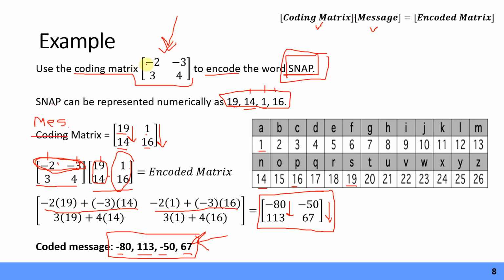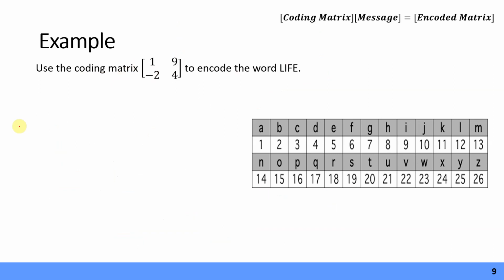Okay, so I wasn't sure if that was enough practice, so let's go ahead and just do one more of these. So here we have a coding matrix, and they're asking us to encode the word life. So first thing you do, again, look at the word and translate it into numbers. So here we go. So the word life converts into the numbers 12, 9, 6, and 5, because those are the numbers that pertain to the letters L, I, F, and E. And again, all I did was just use this little chart.